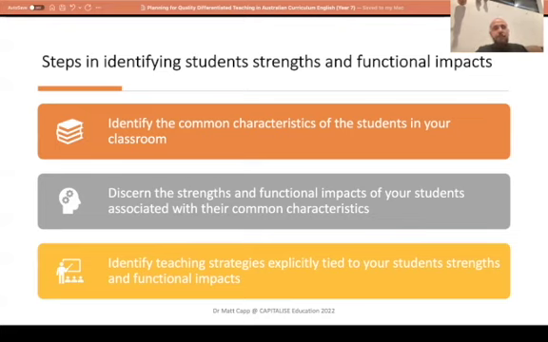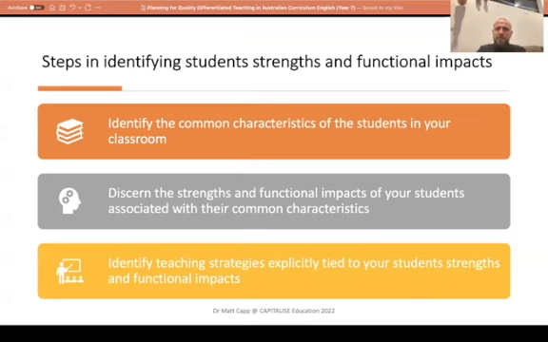We're not thinking about individuals, because when we think about individuals, we start to move from quality differentiated teaching practice or universal design for learning into differentiated instruction, or you might say that tier 2 and tier 3 model of the response to intervention model. So we need to think about what are the common characteristics we see in our learners.